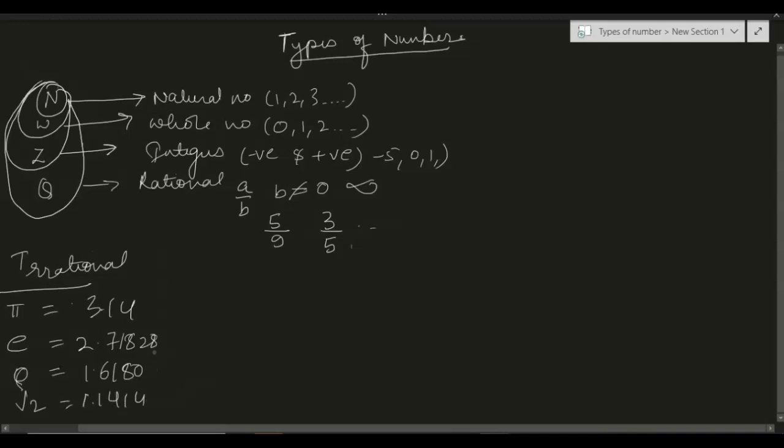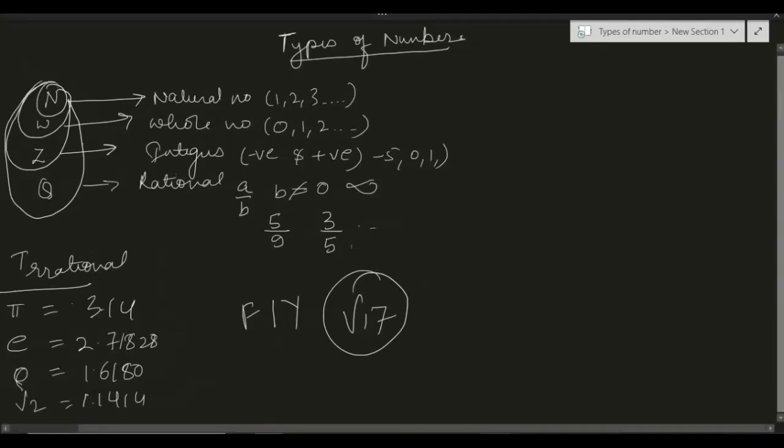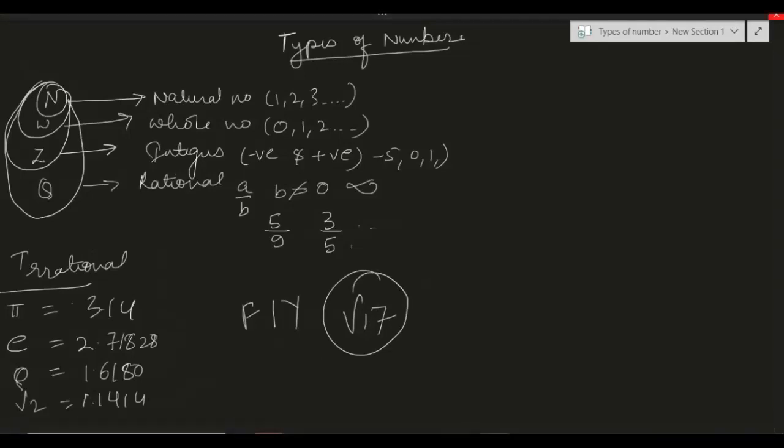Root 2 was discovered by Hippasus. In fact, he was the person who discovered irrational numbers. He was the student of Pythagoras, and by chance he was just trying to express square root of 2 in the form of a fraction, and he was not able to do so. Now find it yourself, FIY: root 17. So try to calculate, pause the video and do it yourself.